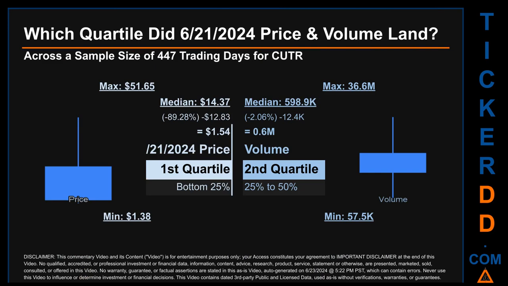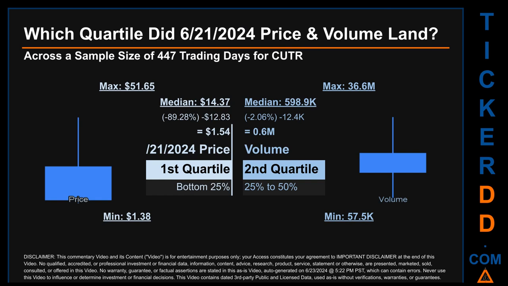Which quartile did June 21, 2024 price and volume land? Across a sample size of 447 trading days, the maximum end-of-day price for CUTR was $51.65, while the minimum was $1.38. Within that price range, June 21, 2024 price, of $1.54, landed within the first quartile, meaning it was within the bottom 25% of all sampled end-of-day prices. The day's volume landed within the second quartile, that is within the 25% to 50% range of all sampled daily volume, which saw a max daily volume of 36.6 million and a minimum of 57.5 thousand.